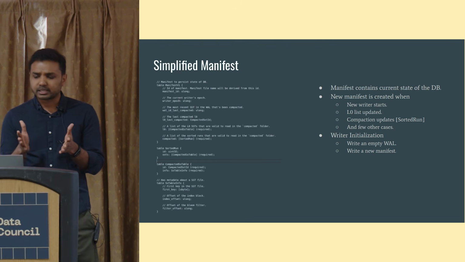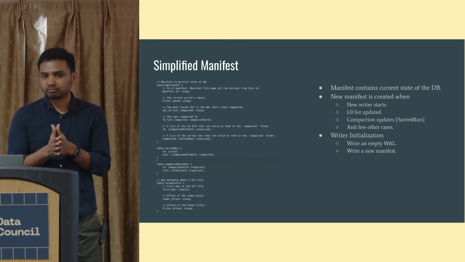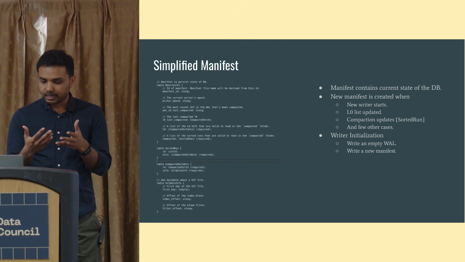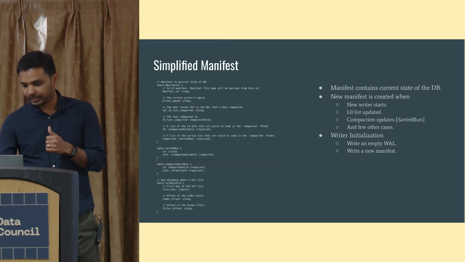Now, when is a manifest created? Whenever there is a state change, a manifest is created. A new writer is a state change. Compaction is a state change. And those are the places when a manifest is created.